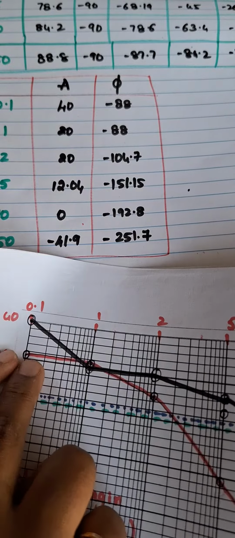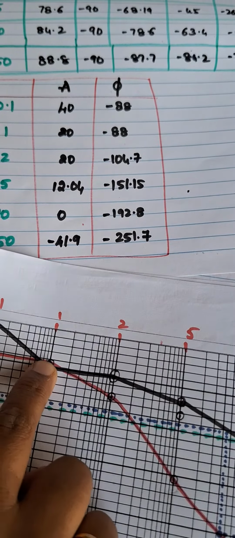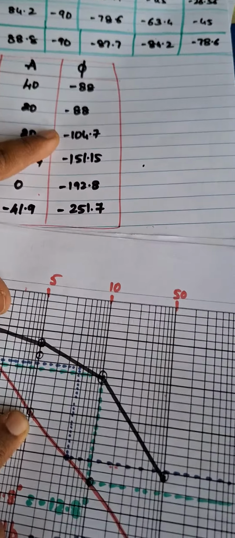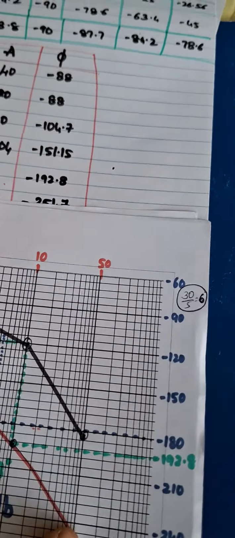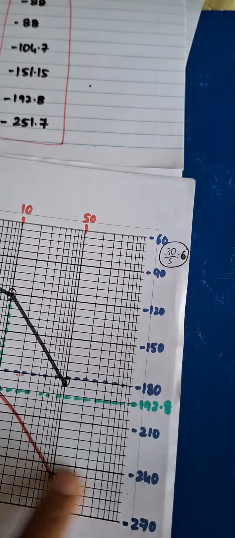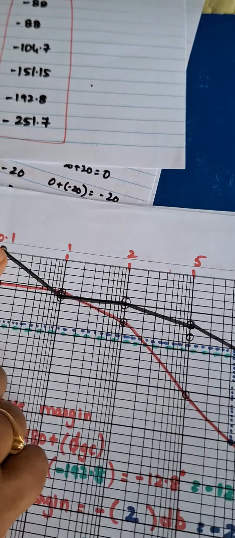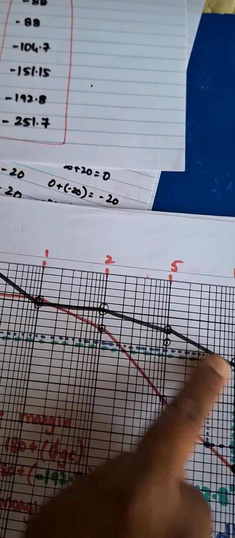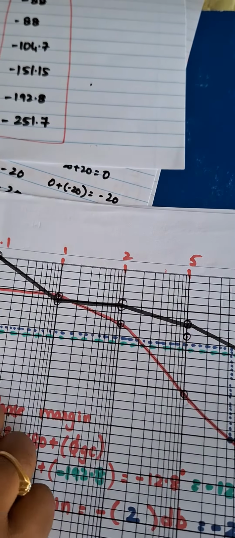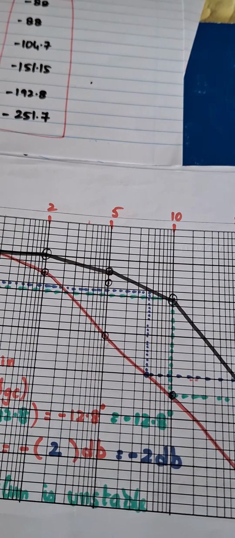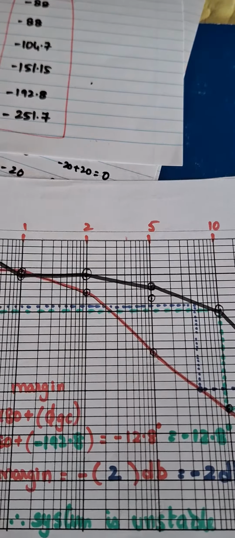The red line you can see is 88. Then again it is 88. Then minus 1.04, then minus 151, minus 192, minus 251. According to this, we are using a rough scale. For magnitude you should use a scale properly. For phase you can just use your free hand to join it. We are done tracing the graph.